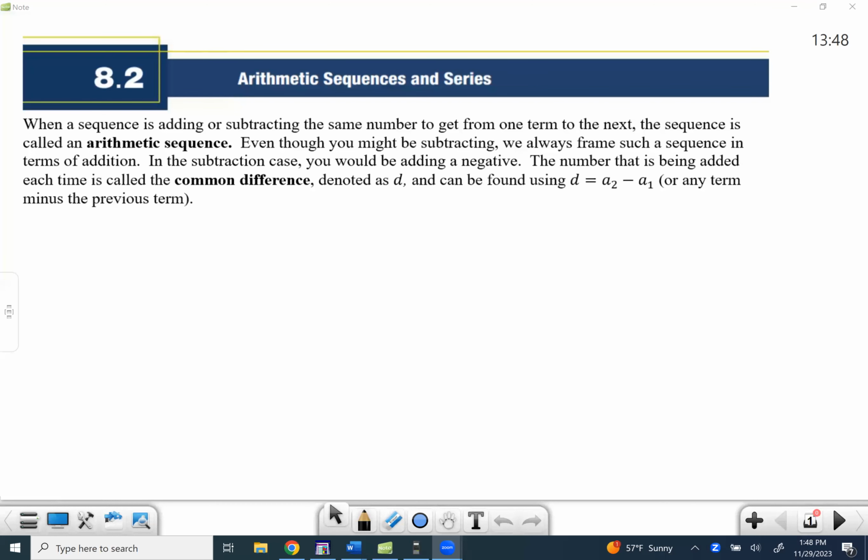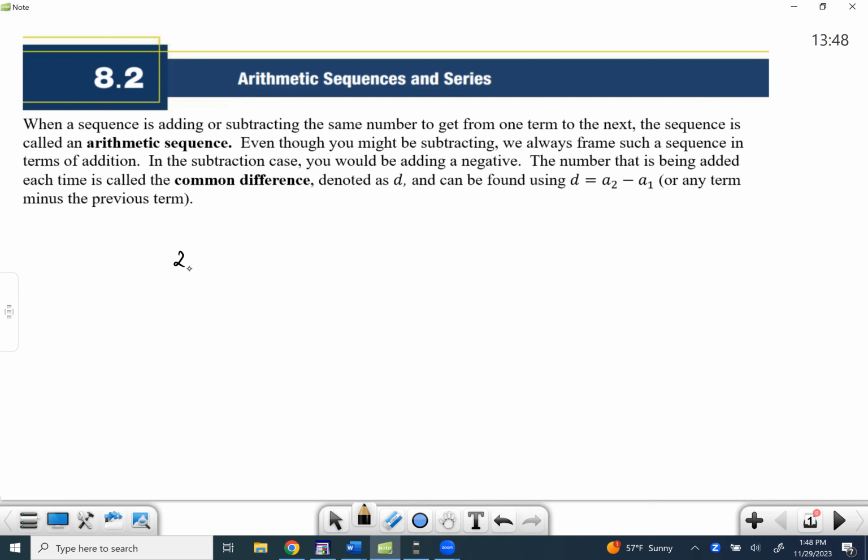All right, welcome you guys to section 8.2. So we're going to talk about arithmetic sequences and series. An arithmetic sequence is a sequence where you're adding or subtracting. We don't frame it in terms of subtraction. We would always frame it in terms of addition, so you would be adding a negative in that case.